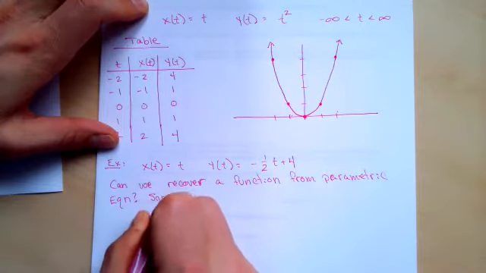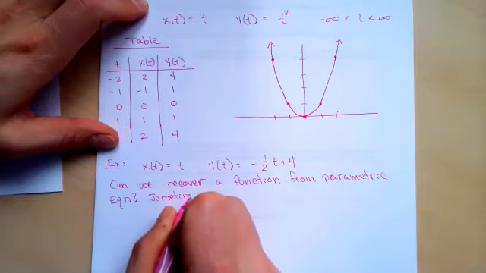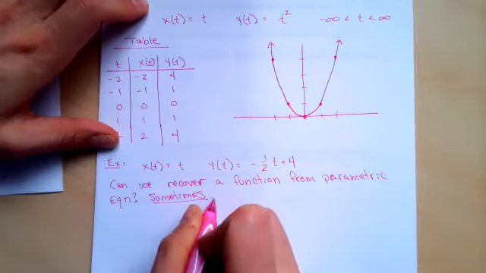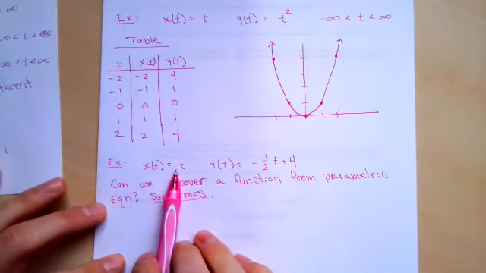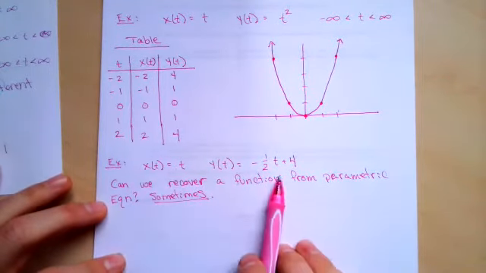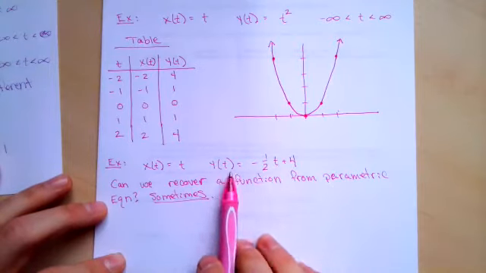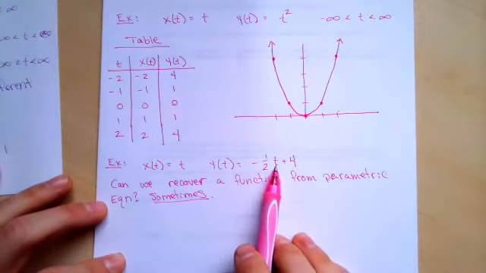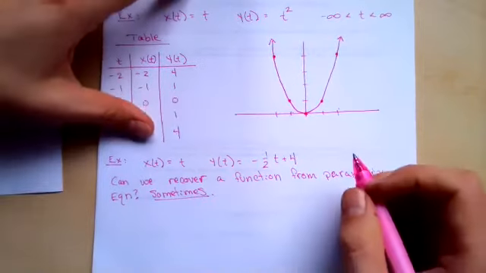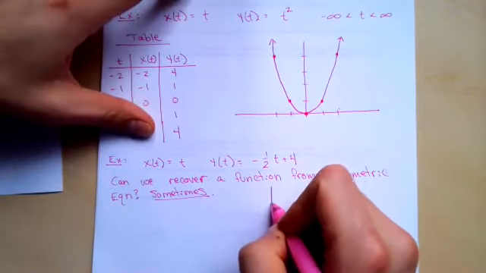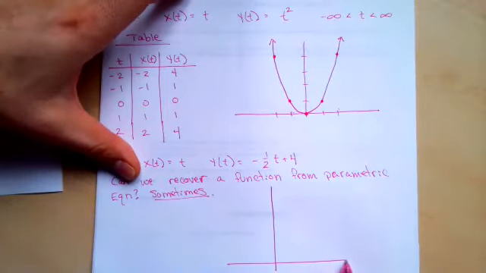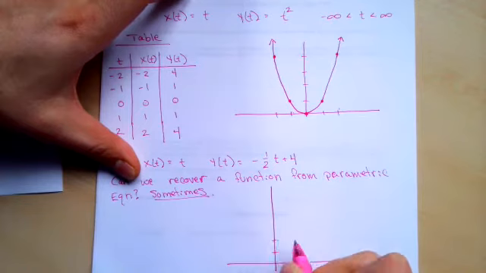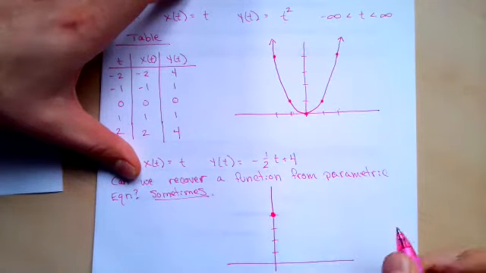And sometimes we can. So it is something to look for. So for example, since my x is just my dummy variable, t, I can replace this t with x, and we get y is equal to negative 1/2 x plus 4. And if we were to try to graph this, of course, we're just graphing a line now.